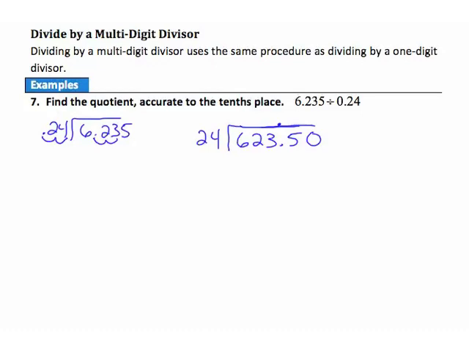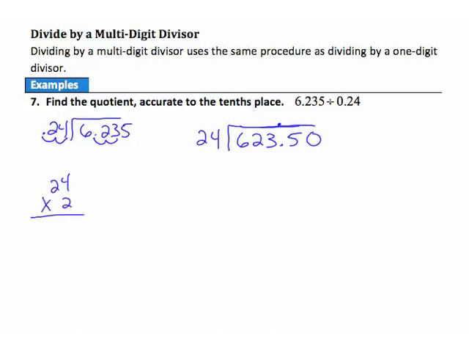24 will not divide into 6, but it will go into 62. So we're going to want to have some scratch work off to the side here to do the guess and check. So let's say 24 into 62. 2 times 24 is going to get us somewhere close to 50. 3 times 24 is going to get us somewhere close to 75. Well, that's too high. So we're probably going to start with 24 times 2 as our first guess.